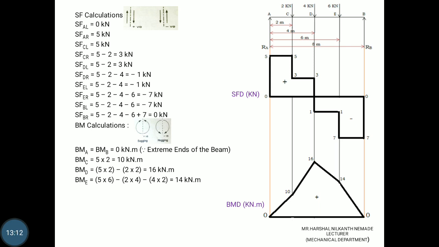I will mark each and every point. From 0 it will be 10 at C point, from 10 it will be 16 at D point, and at E point it will be 14. So whatever points I mark, I will join and I will get the BMD diagram in kilonewton meter.